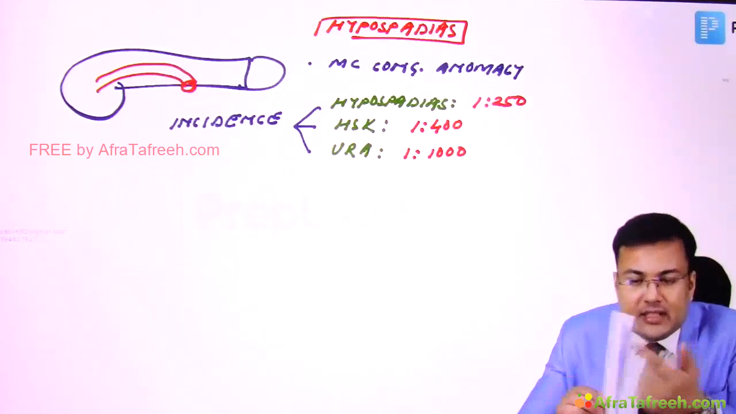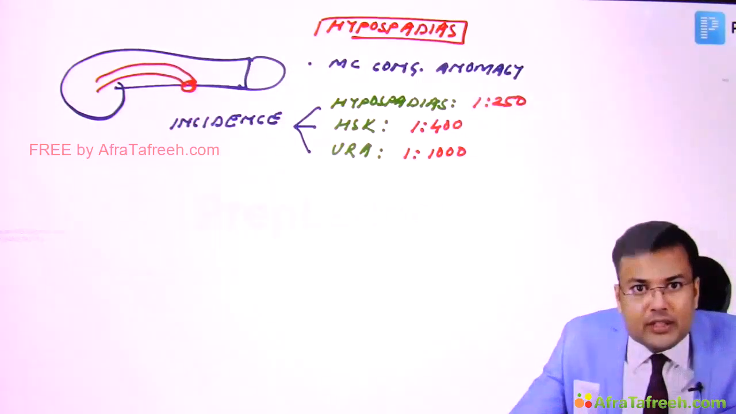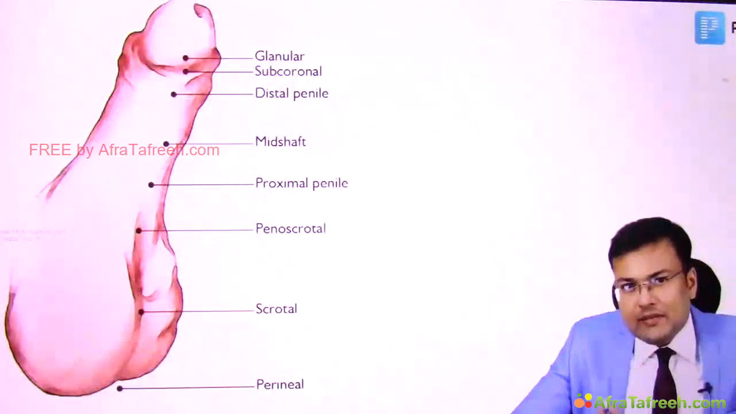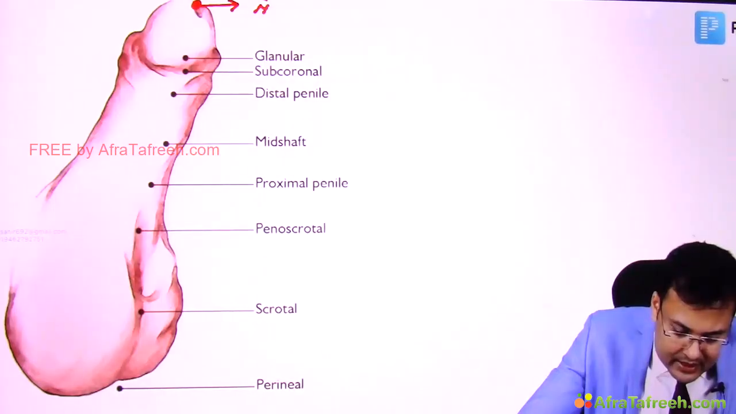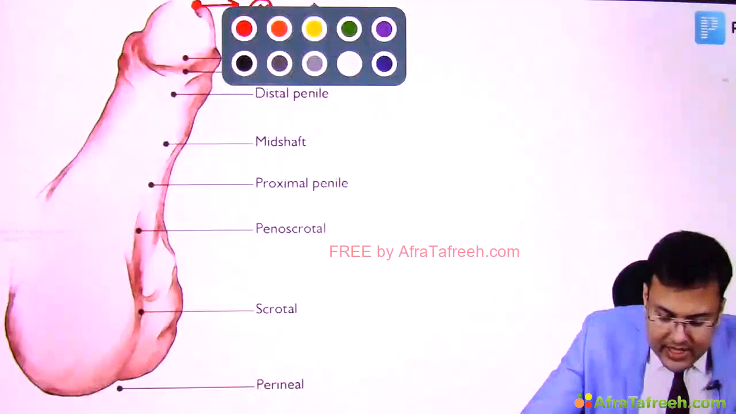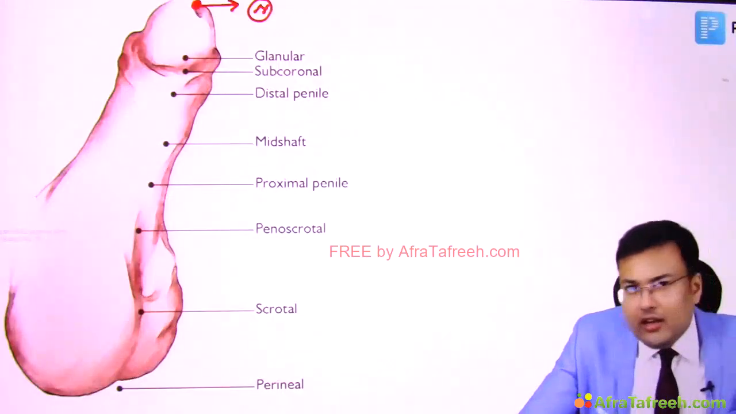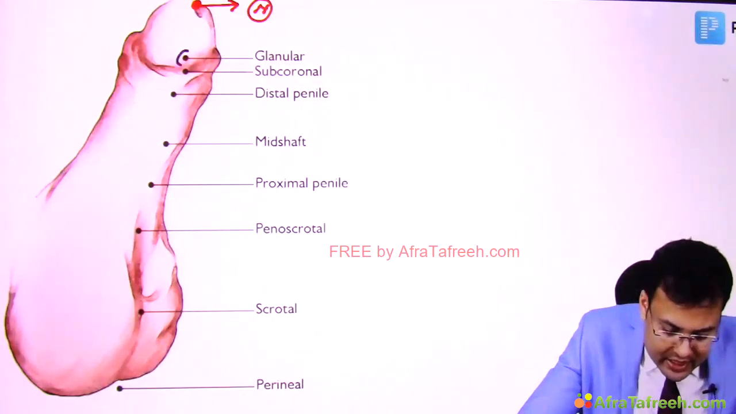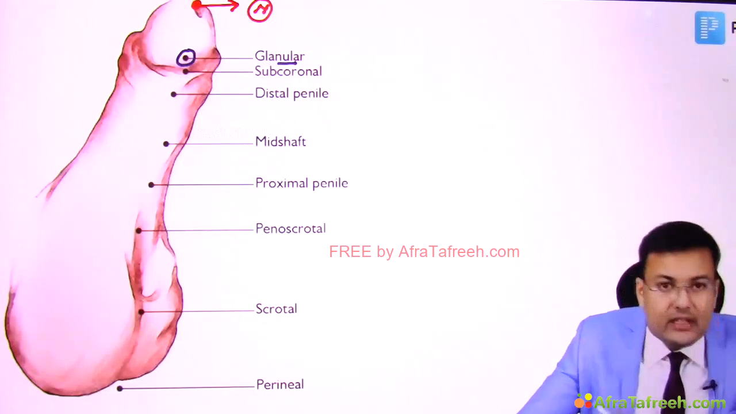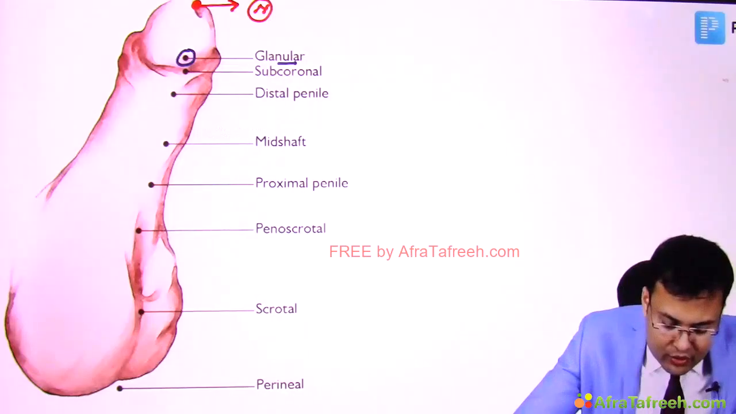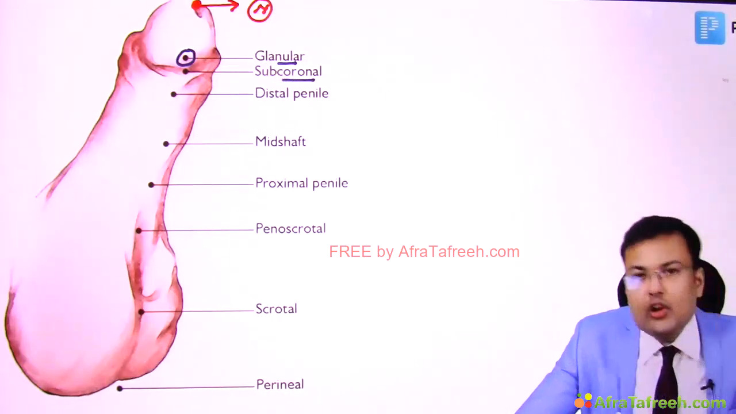Obviously it is the anterior types which are more common. So see, what are the types of hypospadias? If the meatus is going to open, normally where is the meatus? At the tip of the glans penis. This is normal. If the meatus opens not at the tip but at some other area of the glans, this is known as glanular. If it opens in the coronal sulcus, this is known as subcoronal or coronal.